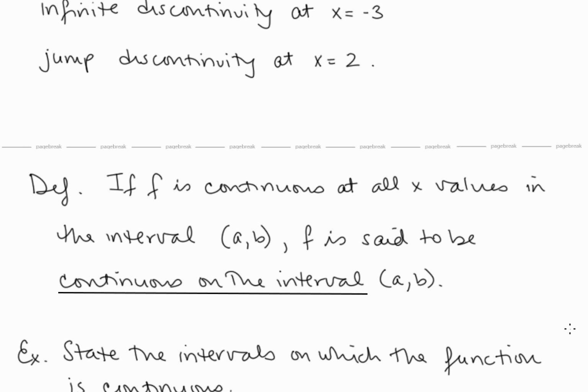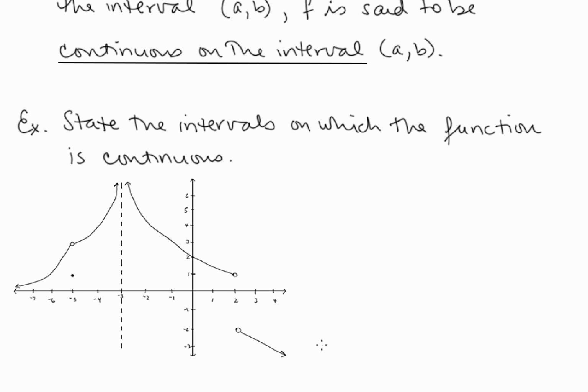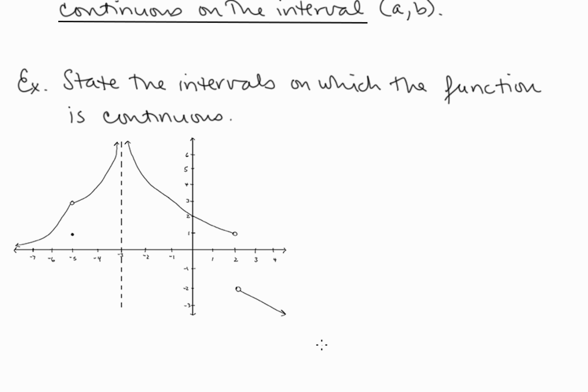Now let's take a look at this definition. If f is continuous at all x values in the interval (a, b), f is said to be continuous on the interval (a, b). So let's take a look at the same graph and state the intervals on which the function is continuous. Well, we said that we have discontinuities at x equals -5, x equals -3, and x equals 2. So it's continuous on (-infinity, -5) union (-5, -3) union (-3, 2) union (2, infinity). And all of these intervals are open.